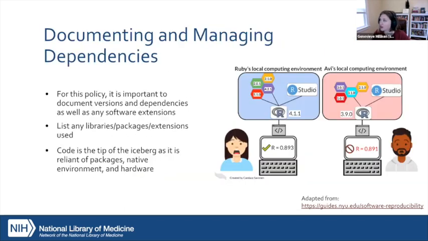So, something like R, or other programming languages, have a list of not only versions, but also dependencies and software extensions that can be used. So it's really helpful to document all of this under element 2. Code is the tip of the iceberg, as it is reliant on a series of packages, native environment, and hardware. So those are some things to consider.